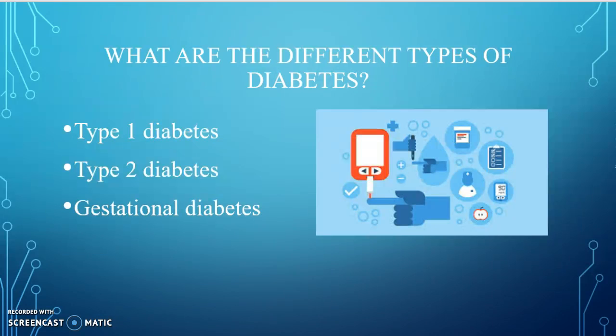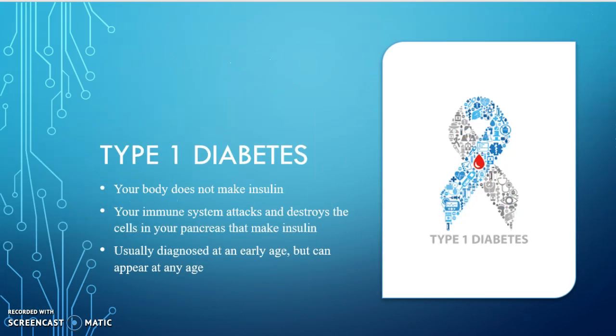So there are 3 main types of diabetes: type 1, type 2, and gestational diabetes. Type 1 diabetes is where the pancreas does not make any insulin. This is also known as insulin-dependent diabetes. This is a result of the immune system attacking the pancreas. Most cases are diagnosed at a young age, but it is not exclusive to children. Type 1 can develop later in life.